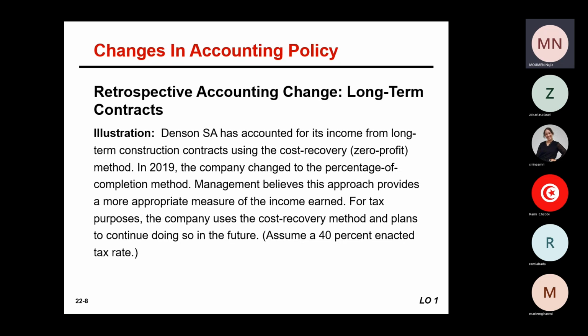Denson SA has accounted for its income from long-term construction contracts using the cost recovery, zero profit method. That was the earlier situation. Now in 2019, the company changed to the percentage of completion method, and managers believe this approach provides a more appropriate measure of the income earned. Again, that's also important.